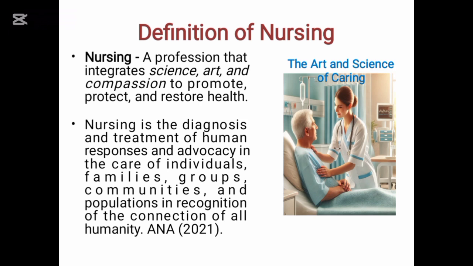Then the American Nurses Association, ANA, in 2021 says that nursing is the diagnosis and treatment of human response and advocacy in the care of individuals, families, groups, communities, and population in recognition of the connections of all humanity. By this definition, it means that nursing is the act of diagnosing and treating human responses to a disease process, human responses to changes in the environment, and factors that affect human life. And this can be for an individual, families, groups, communities, and the entire population.